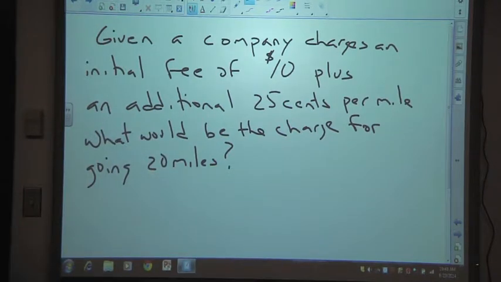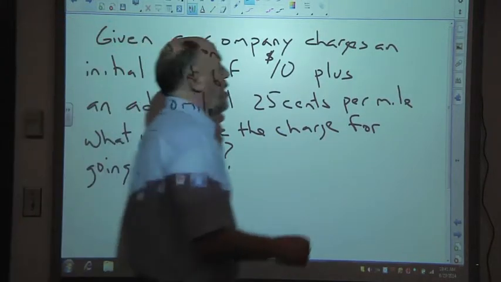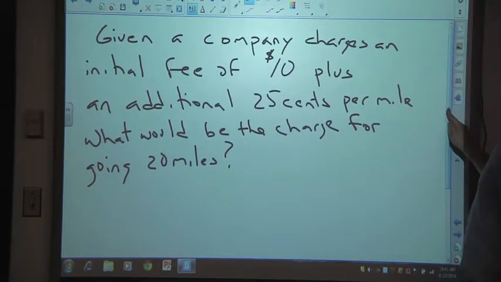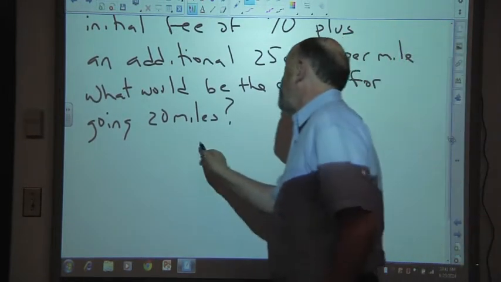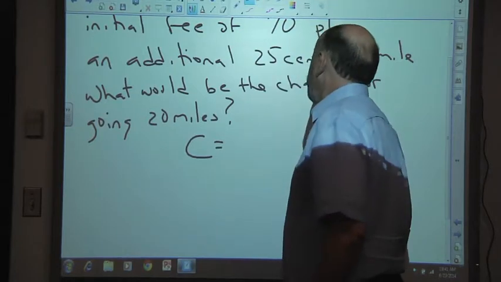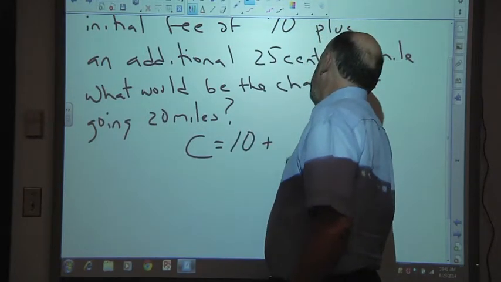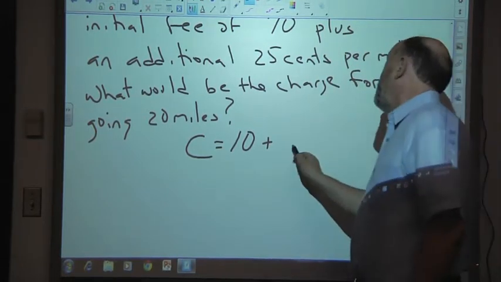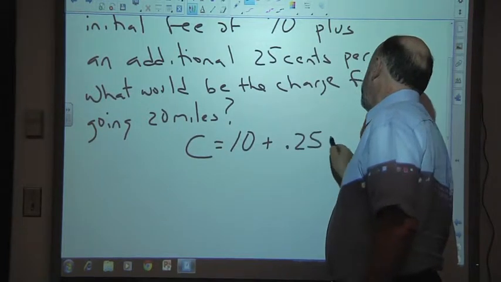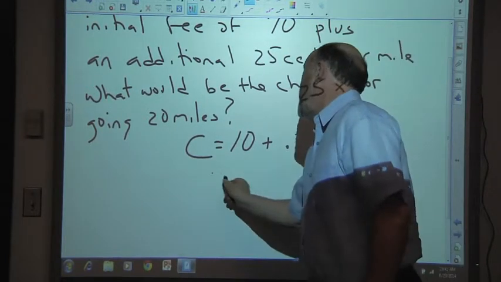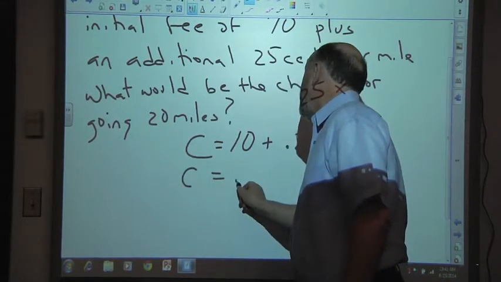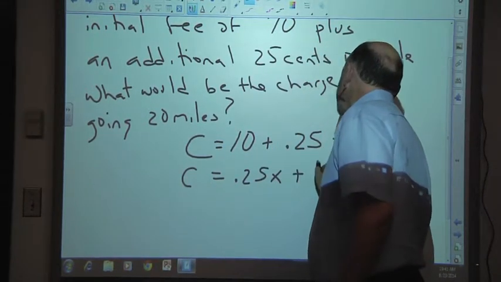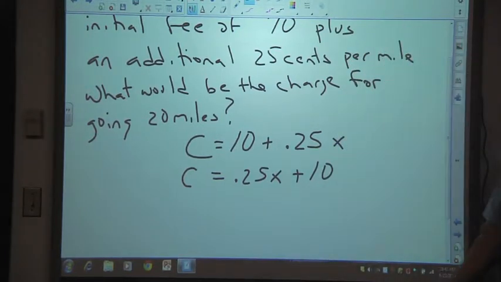So the company charges an additional fee of $10, and then it's 25 cents per mile. And I want to know, how much would you pay if you go 20 miles? Well, first off, what is my equation that gives me this? Well, the cost is going to be the $10, 25 cents per mile. Well, 25 cents in terms of dollars would be 0.25 times x. Which, if I change it back into my slope-intercept form, I could also rewrite this way. They both say exactly the same thing. Right? So that would be my equation that goes with those set of words.